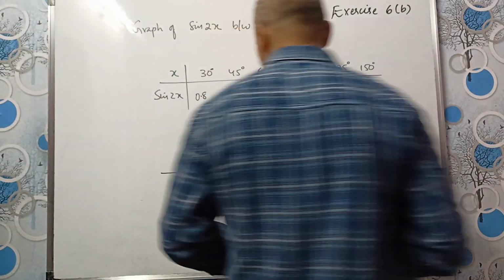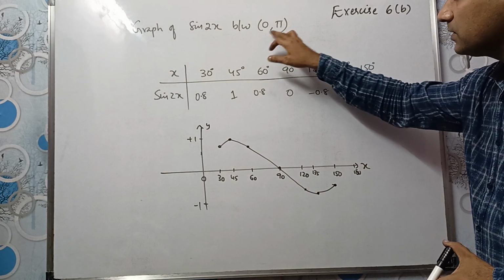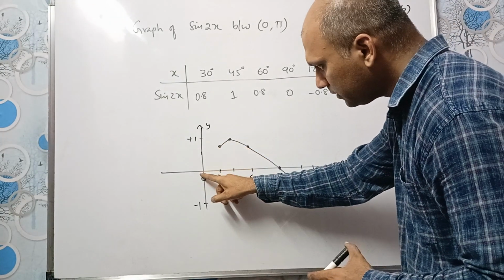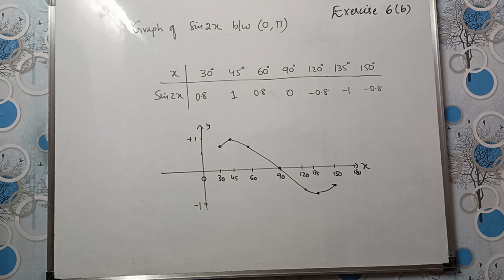Alright. I hope this is clear. We need to draw from 0 to pi. 0 and pi are not included. If they were included, we would join this and we would join 180 also, right? I hope this is clear.